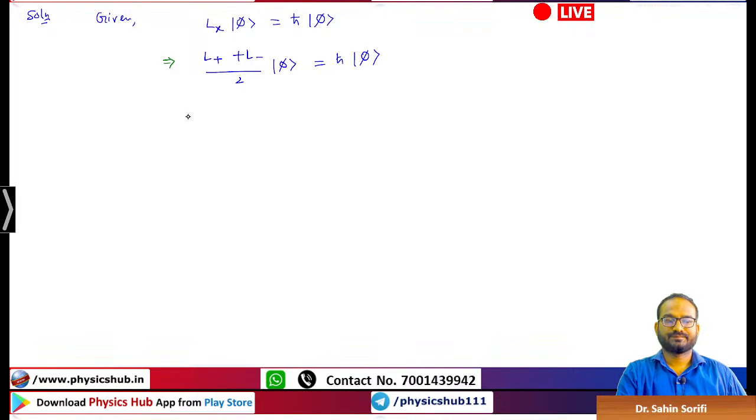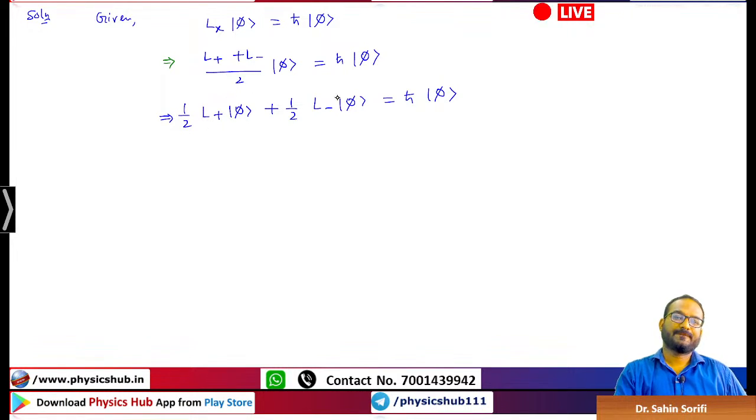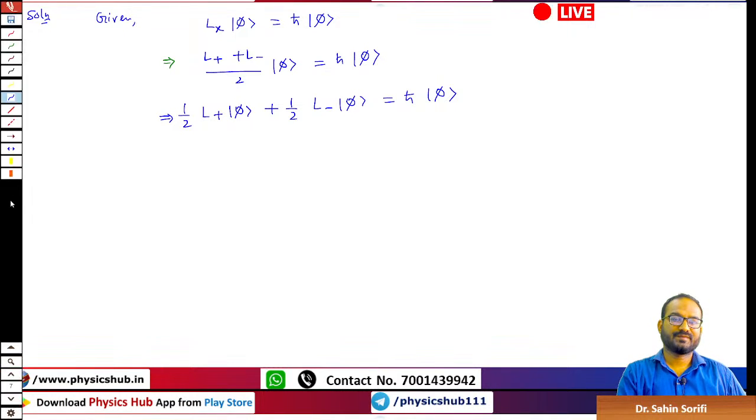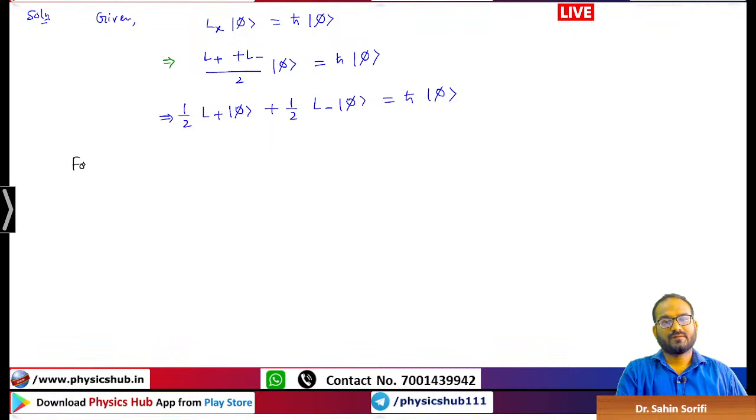Okay. So it is like half times L plus phi plus half times L minus phi equals ħ phi. So we need to calculate this L plus phi and L minus phi separately. So for, let's say, L plus, what can we write? L plus operating on phi.